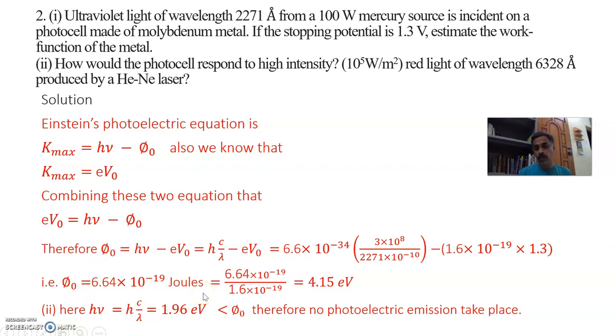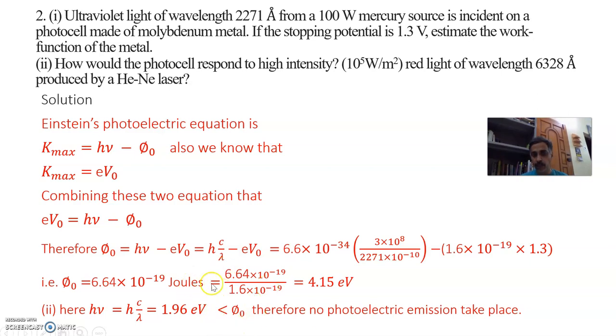We want this converted into electron volt. So how to convert this? We divide this number, 6.64 into 10 power minus 19 joules, by 1.6 into 10 power minus 19. We get 4.15 electron volt. So joules divided by 1.6 into 10 power minus 19 is going to give you the value in electron volt, right? So this is 4.15 electron volt.